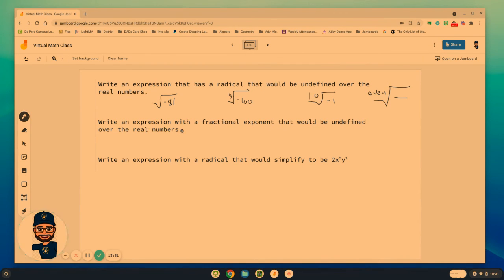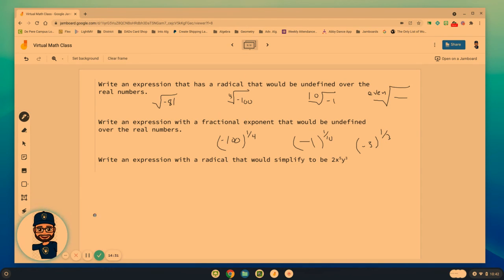Can you write an expression, a fractional exponent, that would be undefined over the real numbers? Couple of options. We could convert each one of these. Negative 100 to the 1/4. I could convert those into rational exponents, right? Or the other one that we weren't going to deal with a whole lot was if I had a negative and an odd. A negative and an odd.